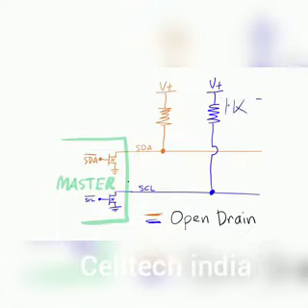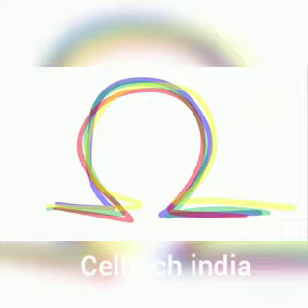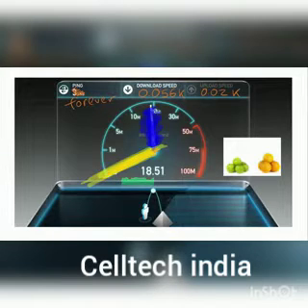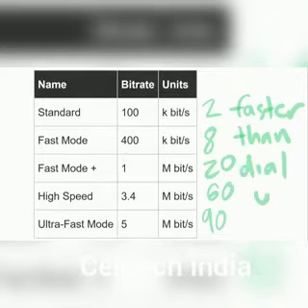The value of these resistors can vary quite a lot, and that depends on the speed grade of the interface. The smaller the resistance, the faster the response. I2C is a really slow interface, and a comparable one would be dial-up internet. Dial-up internet was like 56 kilobits per second. I2C's lowest standard speed is 100 kilobits per second, so its standard speed is double the speed of dial-up internet. Now, a gigabit internet connection, for example, is over 10,000 times that speed.